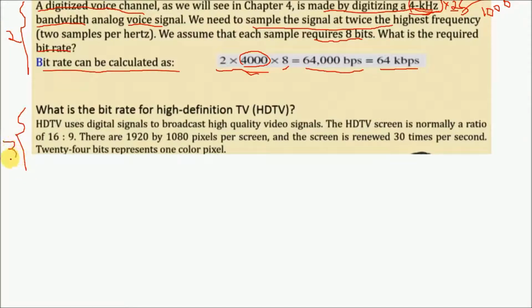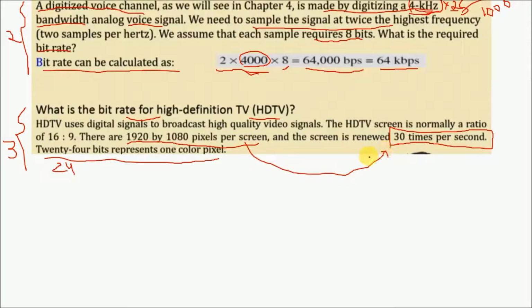Next, this is the third problem to calculate the bit rate. Find the bit rate of the HD TV channel. Suppose this is a colored HD channel. 24 bits are present in 1 pixel, so we require 24 bits to represent 1 pixel. How many pixels will be in a screen? And in every second, 30 screens will be required. So what will be the total number of bits transmitted per second? That means the bit rate.